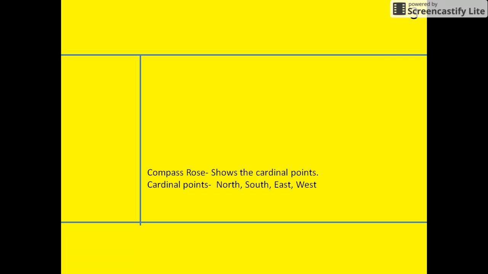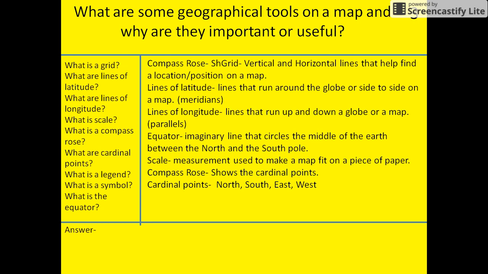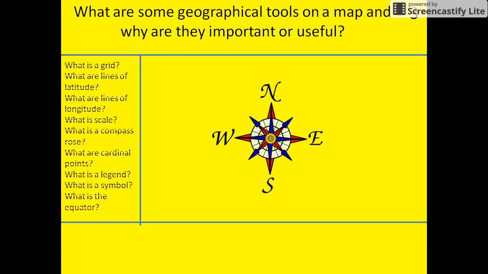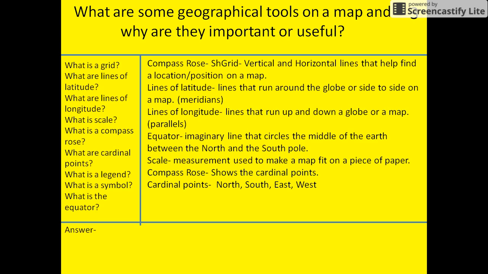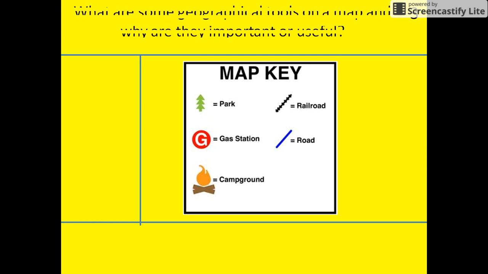So we also have the compass rose. It shows the cardinal points, and the cardinal points are north, south, east, and west. Looks like this. They're going to be on our map. We also have symbols, and the map key or the map legend, as it's also known, will explain what those symbols mean. So be aware of that.